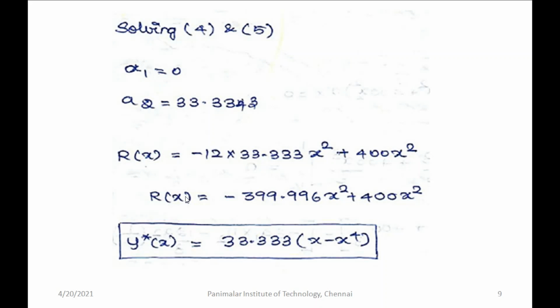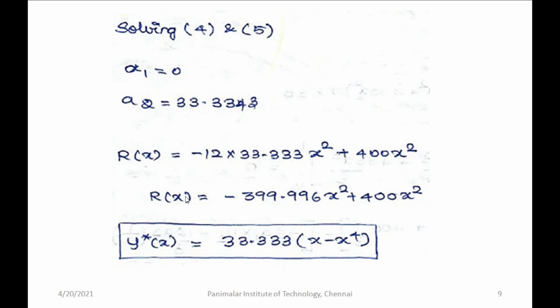Now substituting these a1 and a2 values in this r of x, right? So the r of x value will be like this, and y star of x, that is our solution, right? y star of x will have only the a2 term, because a1 is nearly 0. So a2 is 33.333 multiplied by x into x minus x to the power 4. This is our solution. Now the trial function yields the solution for this governing differential equation. If we want to verify the accuracy level, what we have to do, I already explained.